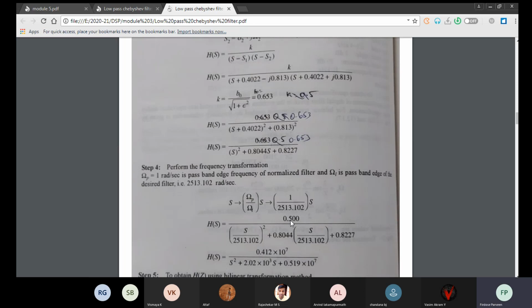Any doubts you all can ask now? Excuse me, ma'am. Ma'am, what is B naught, ma'am, there? B naught, it will be given in the table. You all should remember that always. There is a table for B naught. I'll tell you the values.